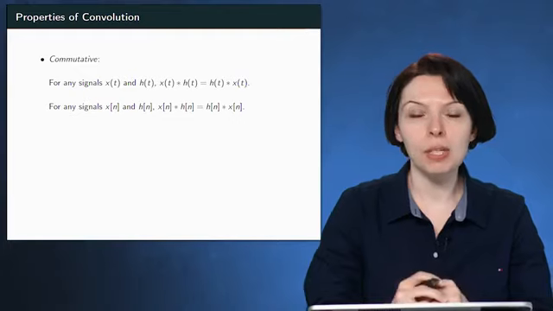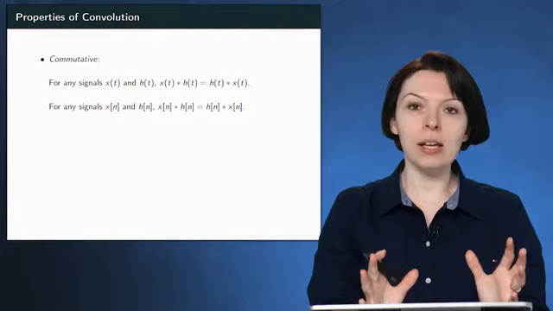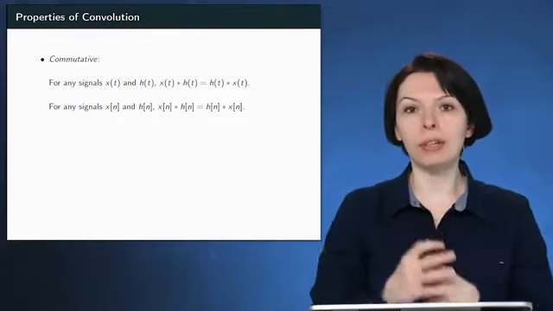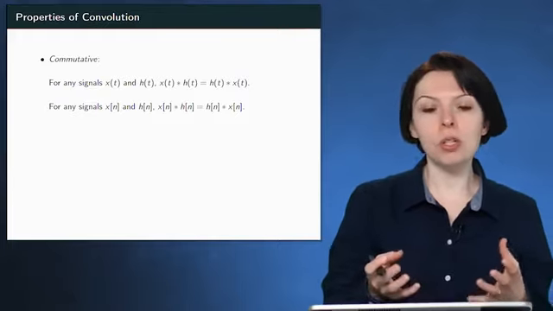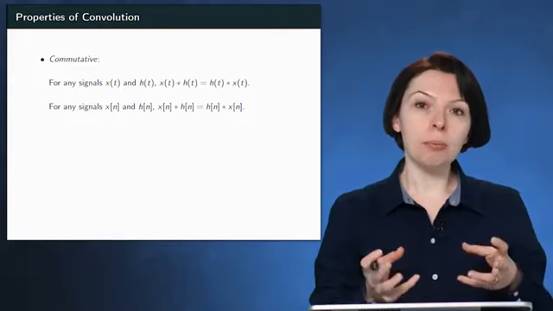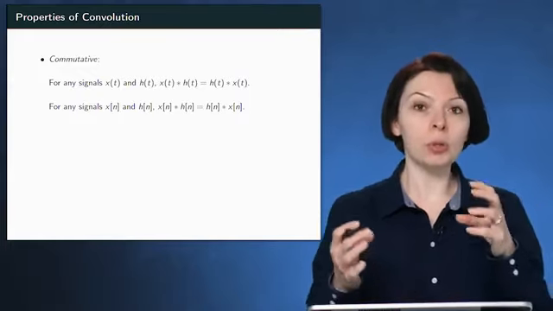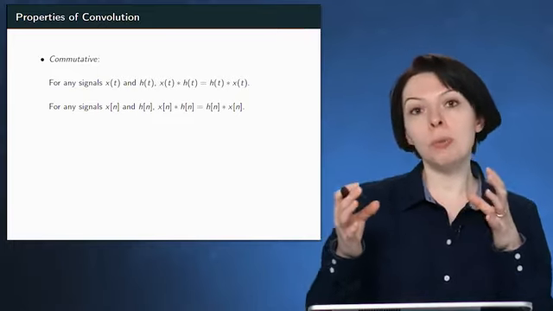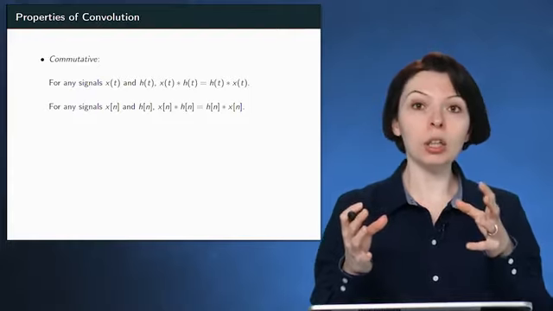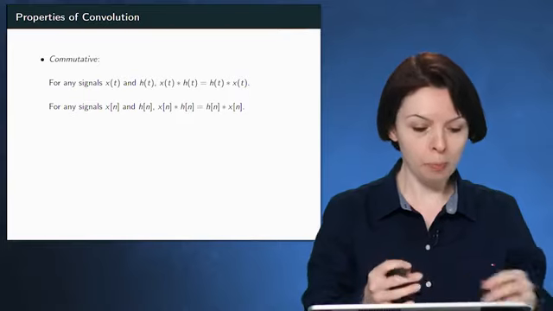And for the case of discrete time signals, for two signals x of n and h of n, the answer of x of n convolved with h of n is the same as h of n convolved with x of n. In terms of the properties of the systems, if h of t is the impulse response of an LTI system and x of t is the input signal to that system, the output is going to be similar to the case that you apply h of t as the input signal to an LTI system whose impulse response is equal to x of t.